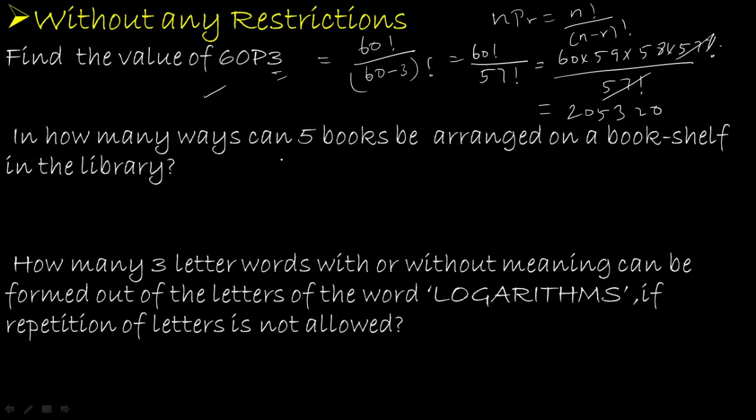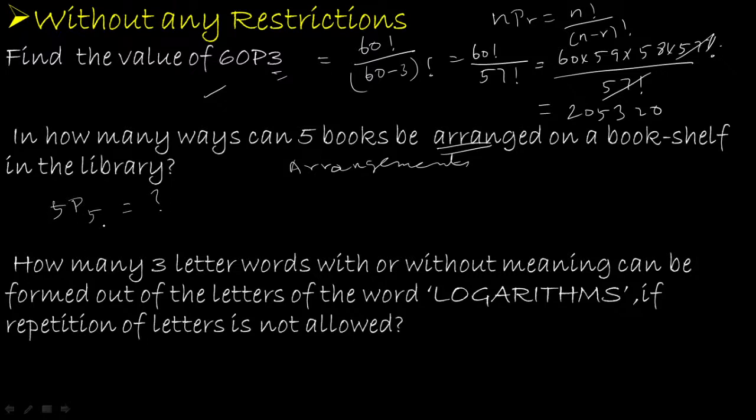In how many ways can 5 books be arranged on a bookshelf in a library? So, this is all about arrangement. Look at the problem itself. After reading this problem, you understand it is about arranging on a bookshelf, so it is all about arrangements. Arrangements means order is important, and order is important means it is under permutation. So, we have to take all at a time, that is 5P5. You have to calculate the value of 5P5, that is the question.